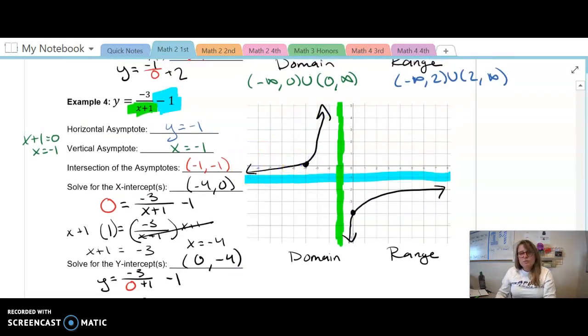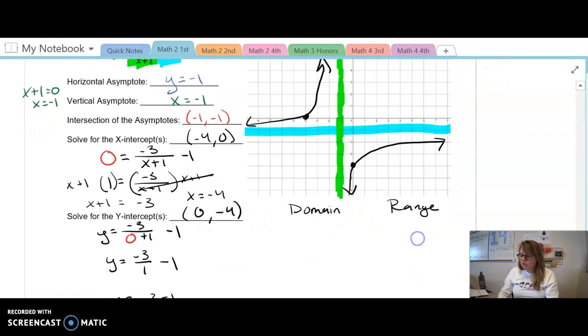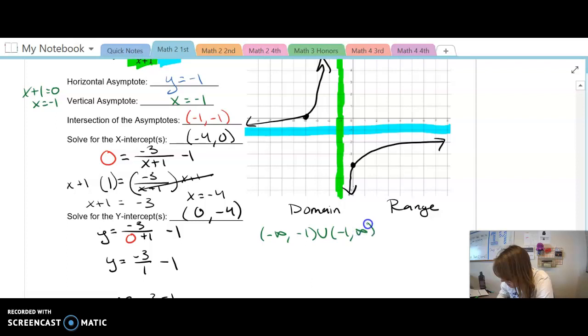All right. So now that we got our graph and everything else, let's go ahead and figure out that domain and range. Domain is related back to the vertical asymptote. So the vertical asymptote is going to tell us what number to use. So we have negative infinity and negative 1 from our vertical asymptote, parenthesis, union, negative 1, infinity. The range is related back to the horizontal asymptote. So you have negative infinity, negative 1, union, negative 1, comma, infinity.